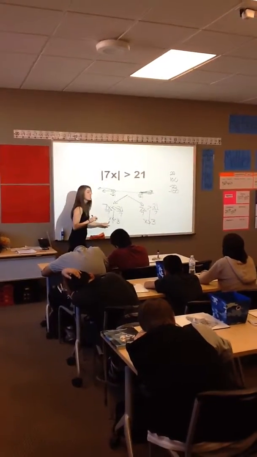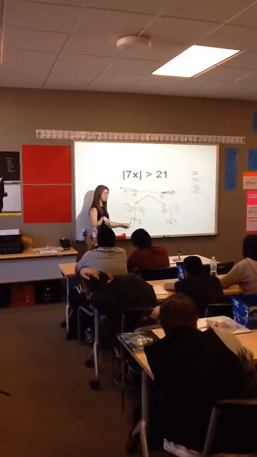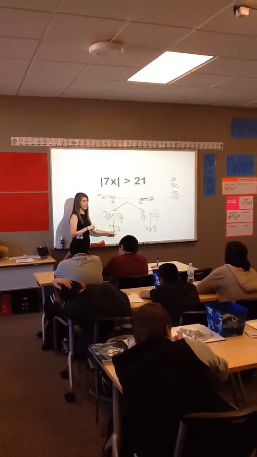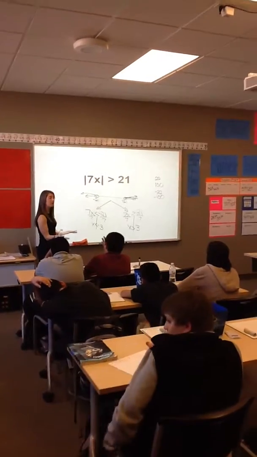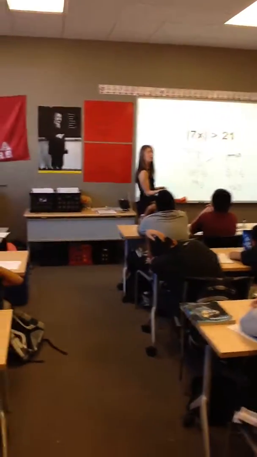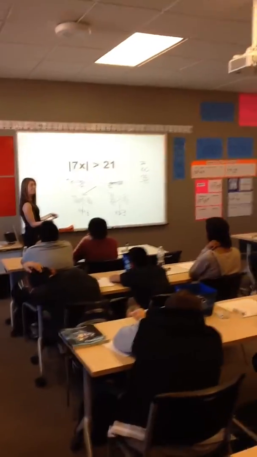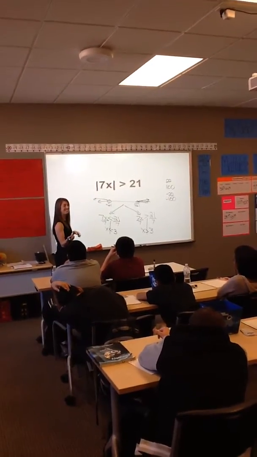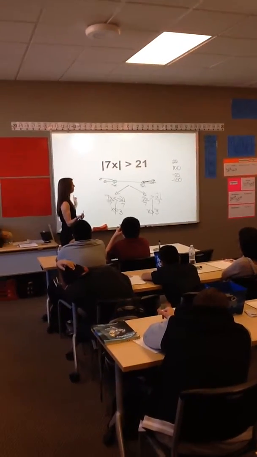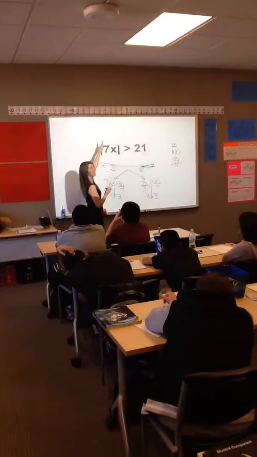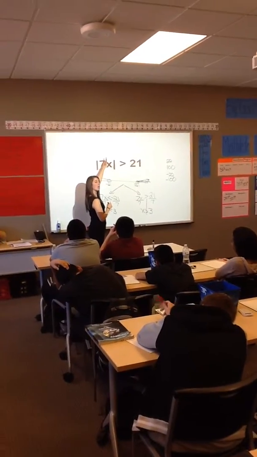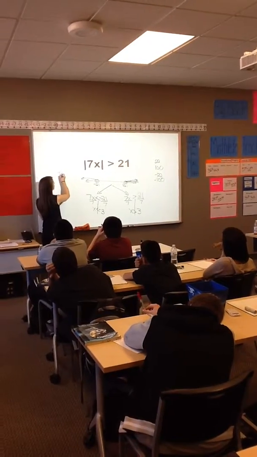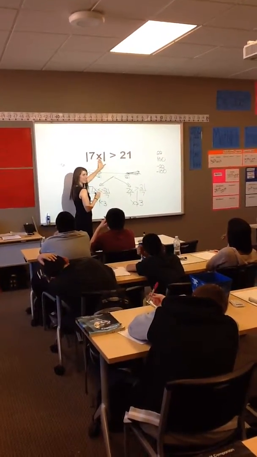Let's check it. My solution, so put your pencils down, get your eyeballs up. So one part of my solution, x is less than negative 3. Kimberly, give me a number that's less than negative 3. Any number you want, your favorite number. Less than would be which one? Negative 6. Great, beautiful. Kimberly, what is 7 times negative 6?